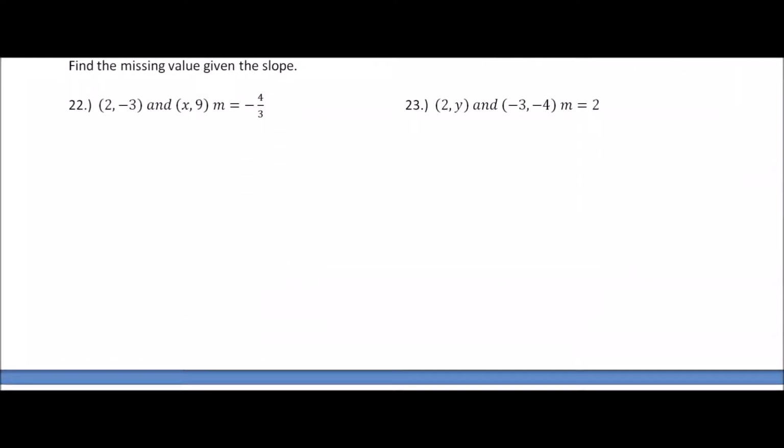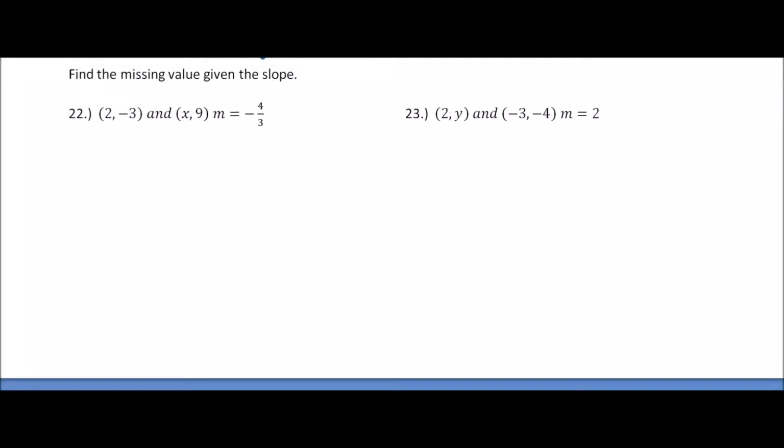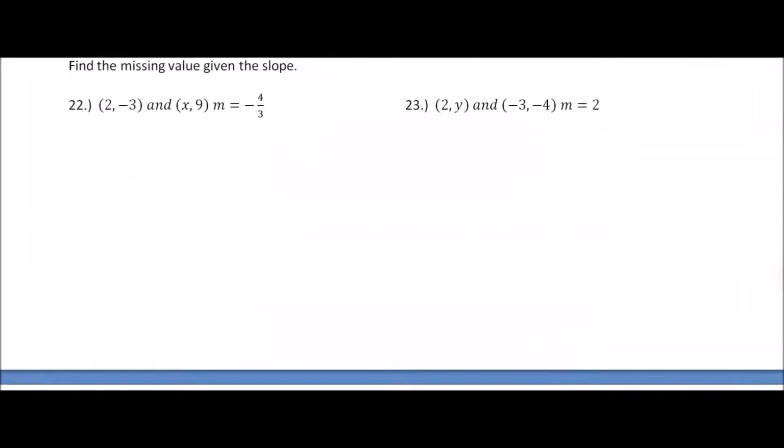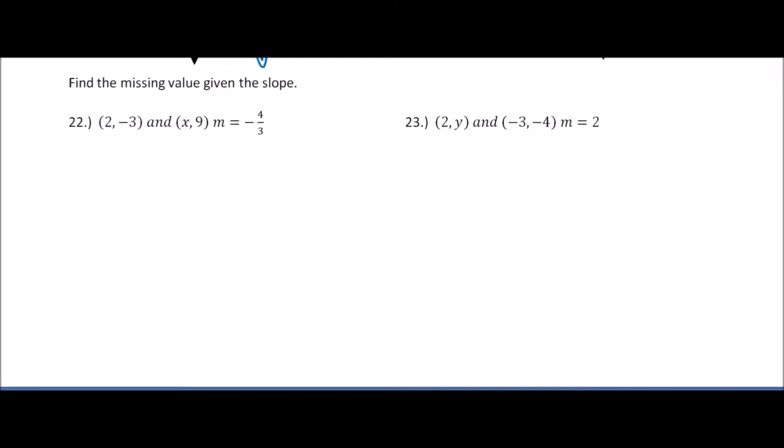The next one asks us to find the missing value. This is one that students tend to really struggle with, and I think that's because of the fine little details here. We're just using our slope and our slope formula.